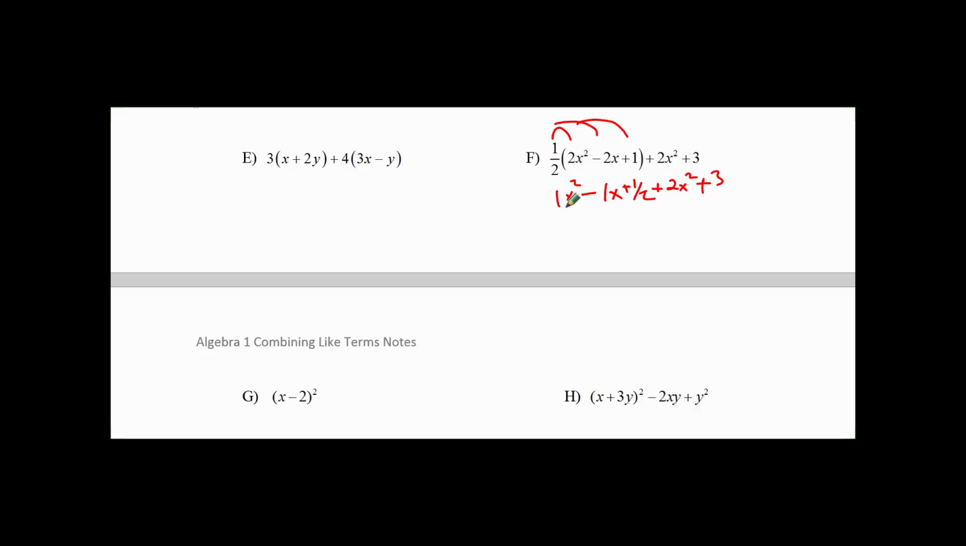Alright, so what do we get? We got 1x squared plus 2x squared makes 3x squared. We have this 1x that doesn't have any like terms, so minus 1x. And then we get 3 1/2. Now we can write this a lot of different ways. We can turn this into a fraction, plus 3.5, which is probably the easiest way of doing this.